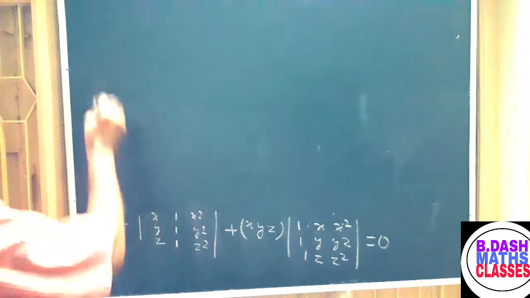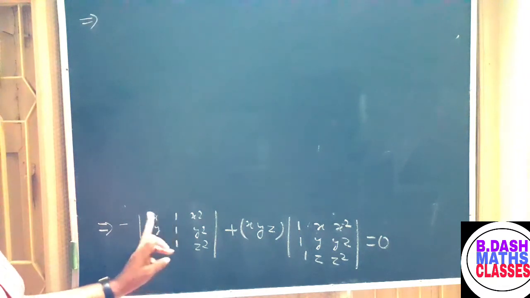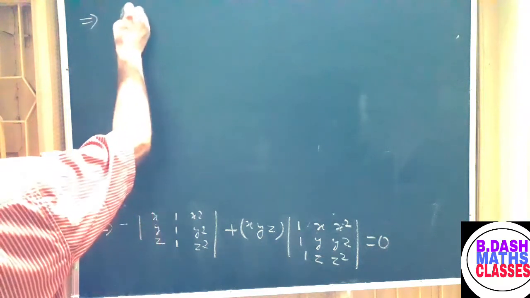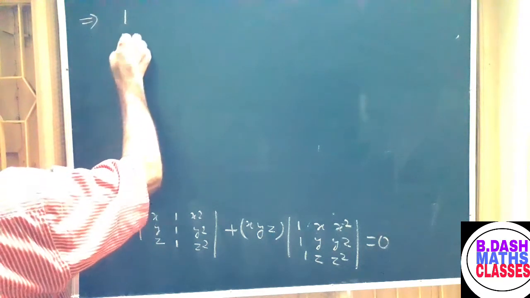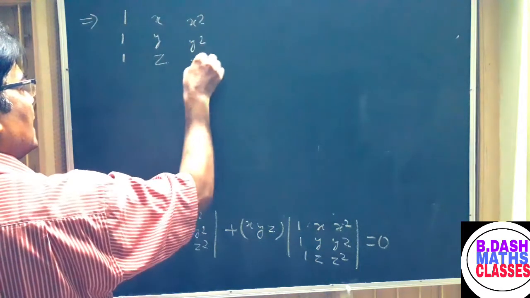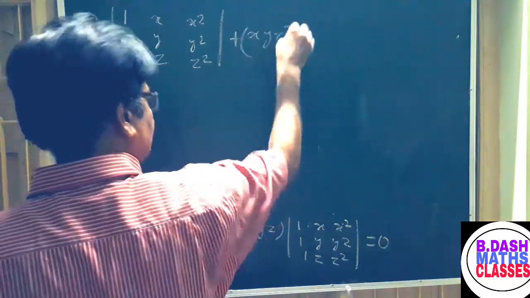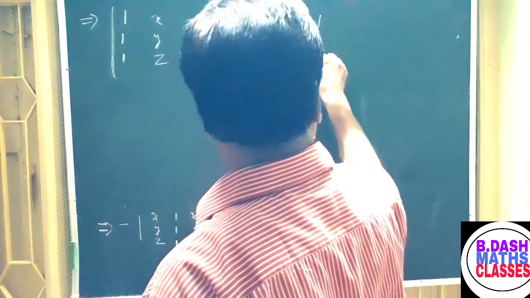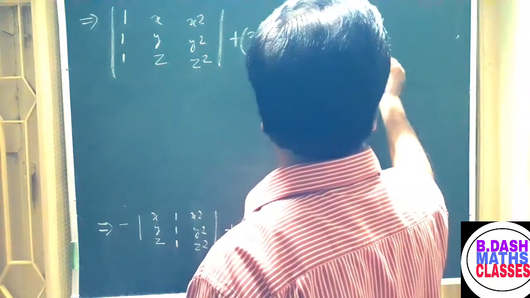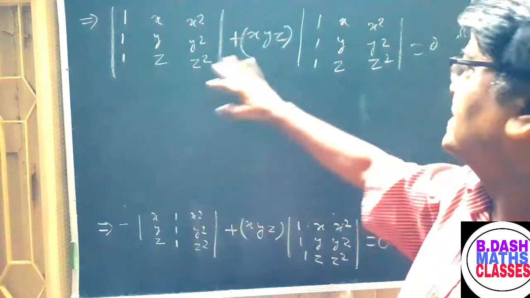Now, again let us exchange the first column with the second column. Then we will get minus minus plus. It will be 1, 1, 1, x, y, z, x square, y square, z square. Here it will be x, y, z, 1, 1, 1, x, y, z, x square, y square, z square is equal to 0. So we have got this result.